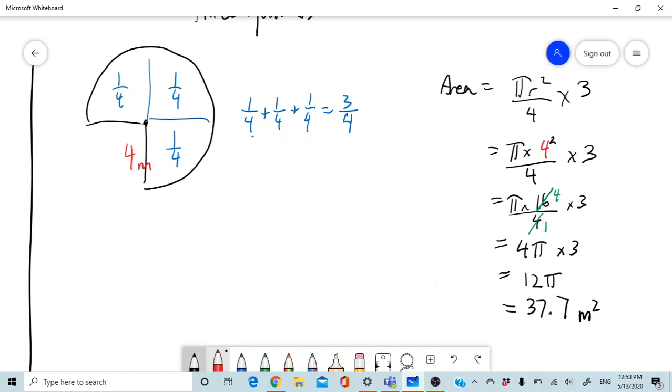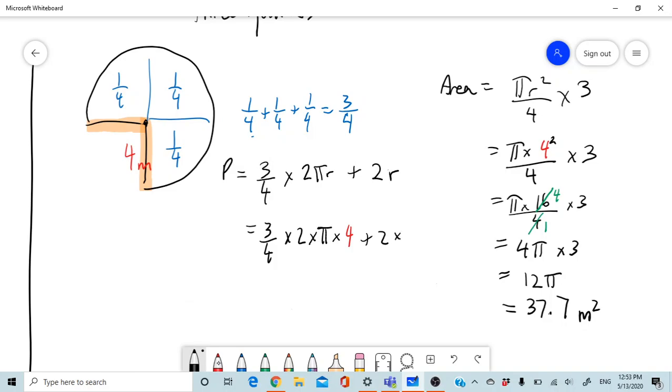We're going to look at the perimeter now. So the perimeter equals 3/4, we're going to do it this way, 3/4 times the circumference, which is 2 pi r, and then add on this side and add on that side. That would be 8 plus 8, but I'll just write down in full, times r, or times 2r, because this is the radius just there. Okay, so 3/4 times 2 times pi times 4 plus 2 times 4.